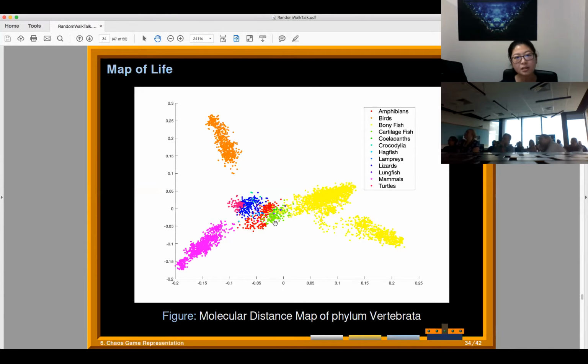We can also apply CGR to mathematical sequences. As Rob said earlier, we introduced the OEIS to the students, and here's just a screenshot of what it looks like.